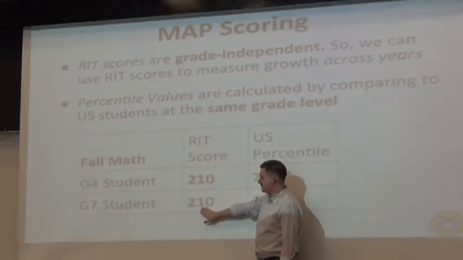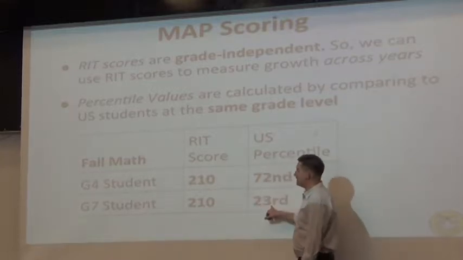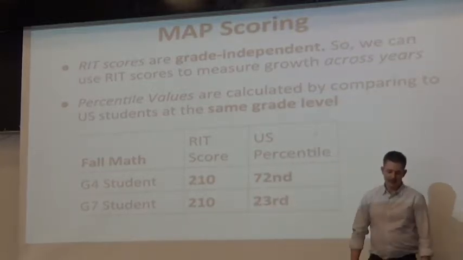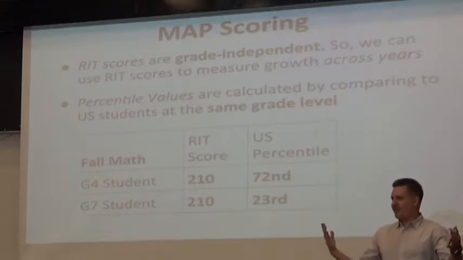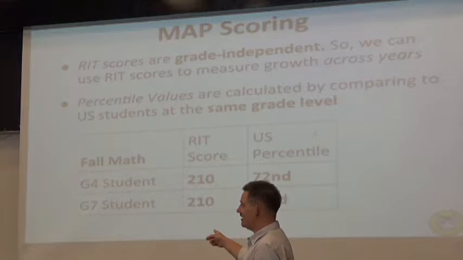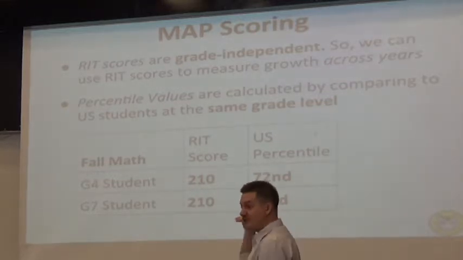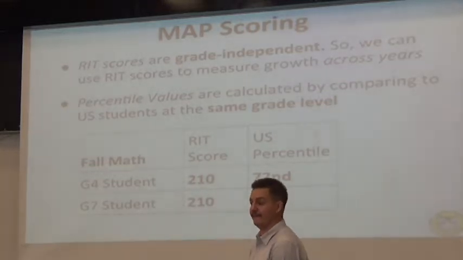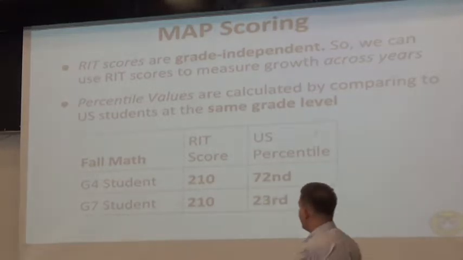So this student who is a 210 in grade 7, that's a relatively lower percentile score. So this is the hardest part about math for interpreting it as a parent. The RIT score is grade independent, but the percentile depends on that grade. Yeah. What's the highest RIT score possible?